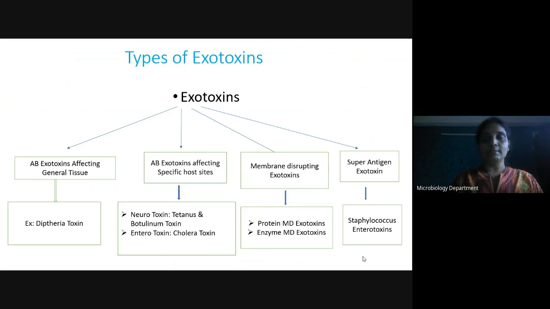And membrane disrupting exotoxins, again there are two types: protein membrane disrupting exotoxins and enzyme membrane disrupting exotoxins, and superantigen exotoxins. Staphylococcus enterotoxin can be considered a superantigen exotoxin. Today in this module, we are mainly focusing on AB exotoxins affecting generalized tissue, that is, the diphtheria toxin.